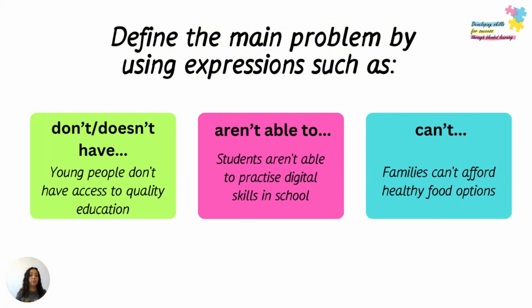How to define the problem clearly? When you describe your problem, avoid vague or confusing statements. Use clear expressions like young people don't have access to quality education, or students are unable to practice digital skills in schools, or families can't afford healthy food options. This helps you get specific, which makes your solution much stronger.